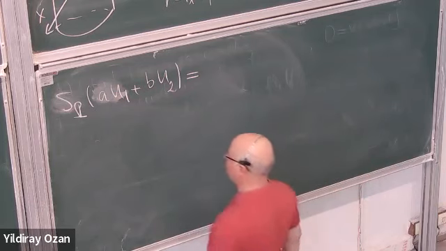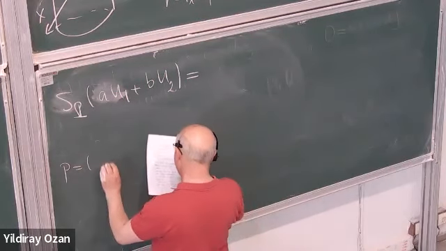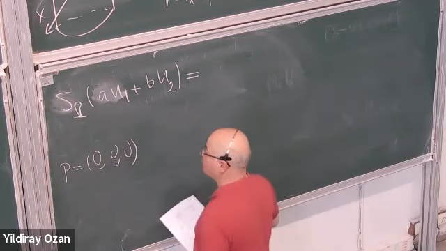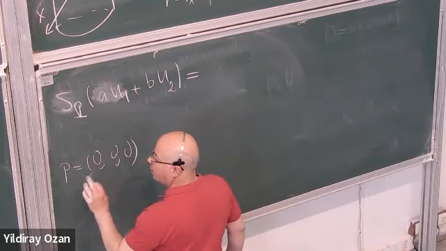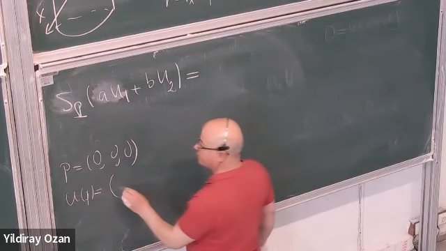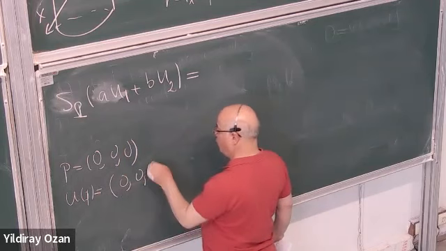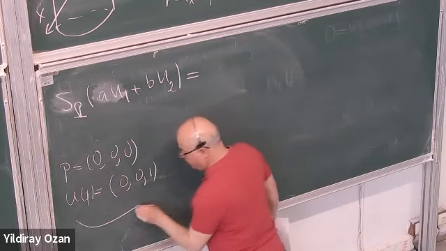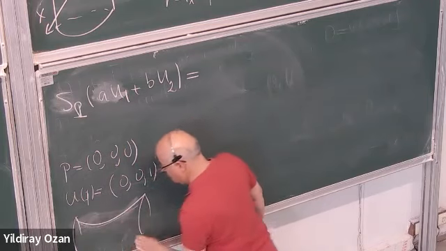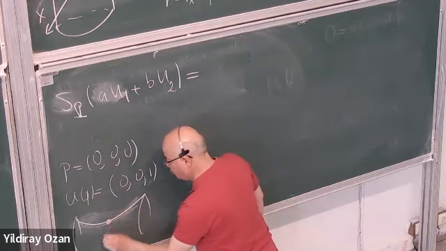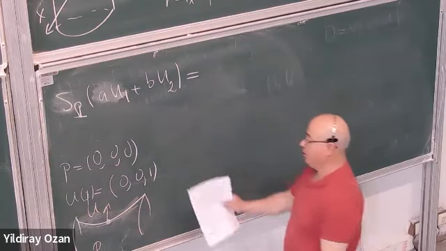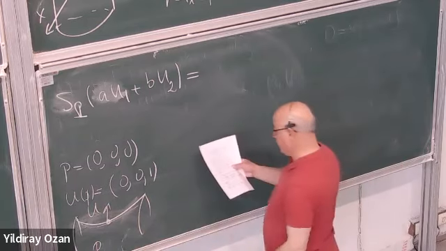Now I will also pick a point. If we choose P as the point 0, 0, 0, then UP is just 0, 0, 1. So we are at this point, the origin, and U is just the unit vector along the z-axis.